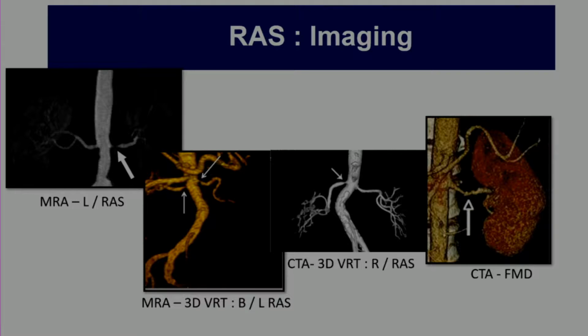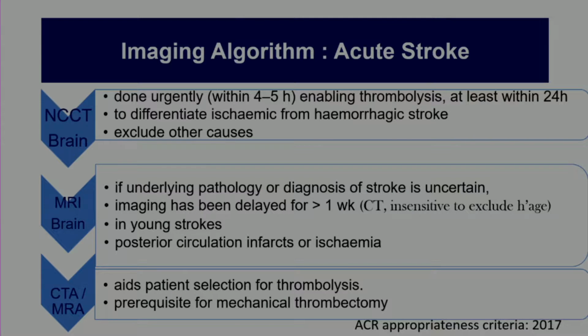So these are a few images, the MRA and CTA, nice pictures. This is showing fibromuscular hyperplasia, and this is showing atheromatous renal artery stenosis. And these two are volume rendered 3D images of bilateral renal artery stenosis, and this one right-sided. So you get nice imaging pictures now with the currently available imaging modalities.